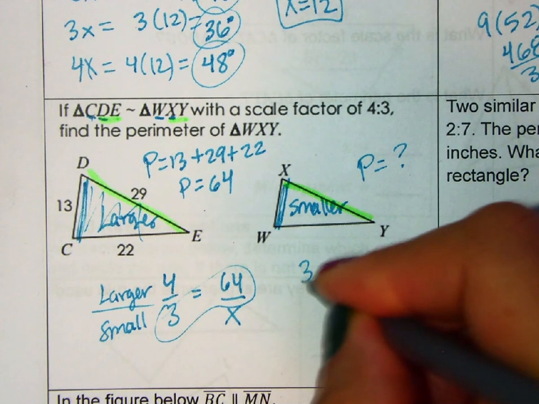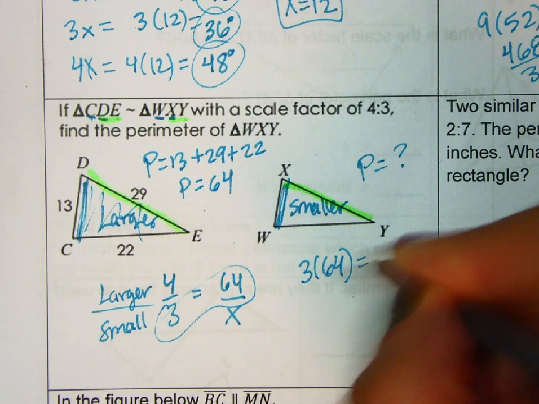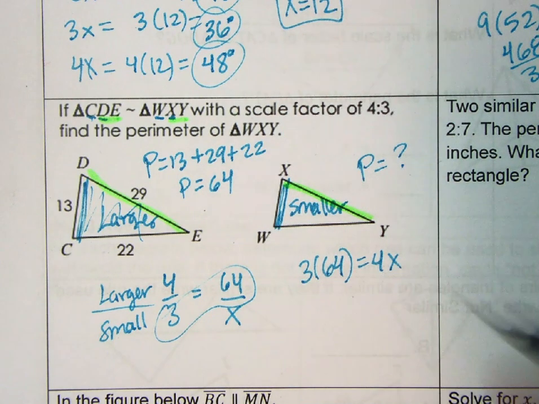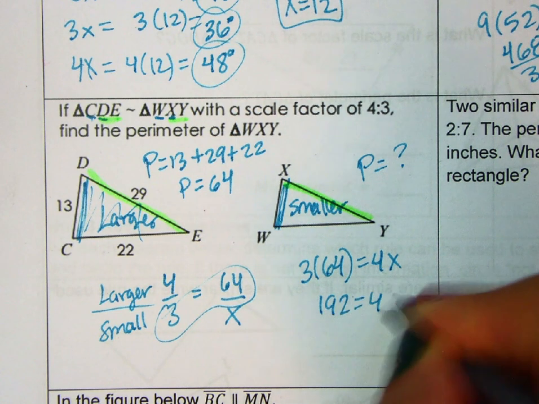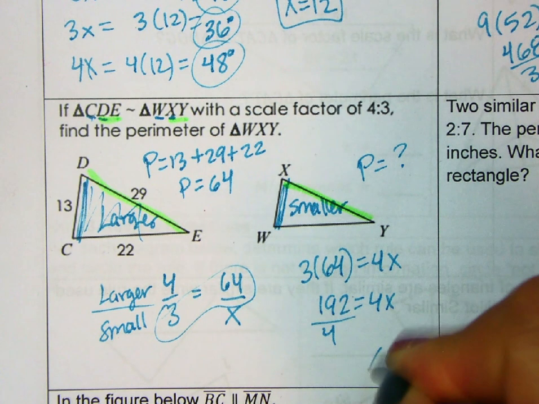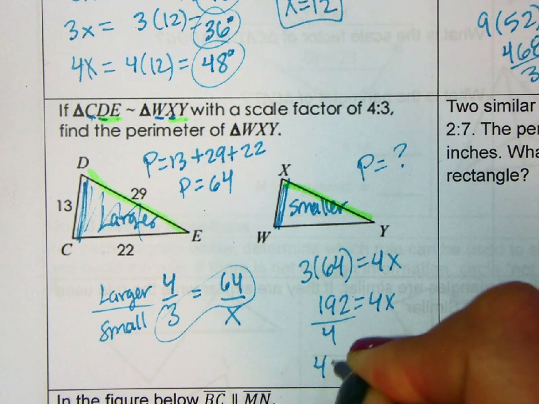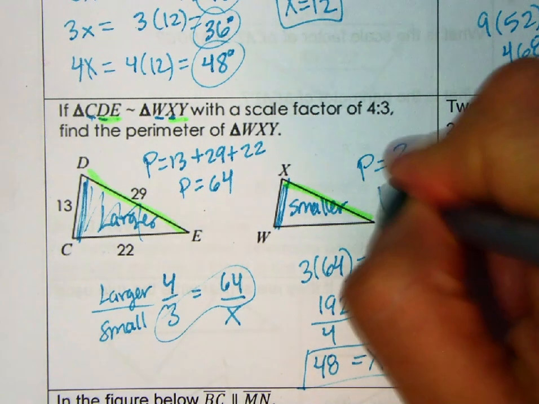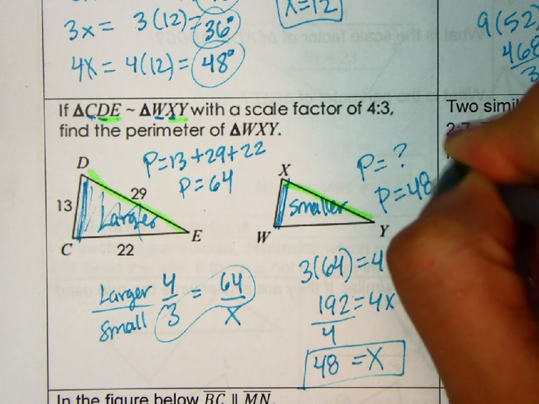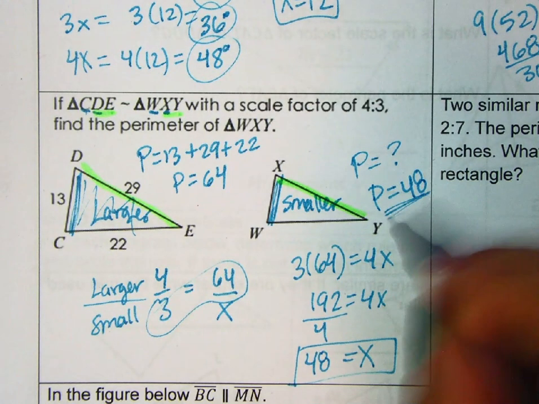All right, so 3 times 64 equals 4 times x. When you cross multiply and divide, you get 192 equals 4x. Divide by 4, x equals 48. So that x is the perimeter that they're asking for. The perimeter of 48.